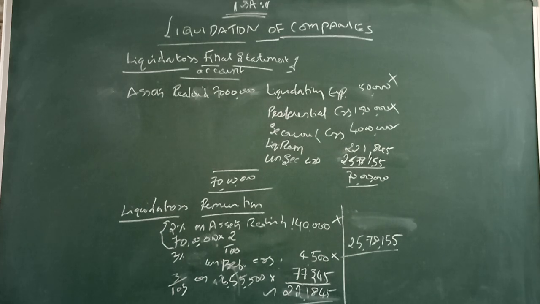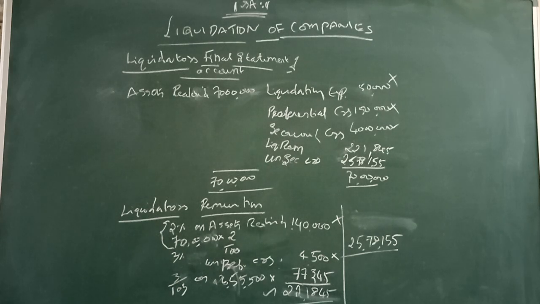Okay, here I showed 3 by 103 on 26,55,500. So the preferential creditor percentage, the same percentage we have to take as for unsecured creditors. 4,500, that is 1 lakh 50,000 into 3%. Assets realized 70 lakhs into 2%. A separate percentage is given in the question. Please have a look on that.